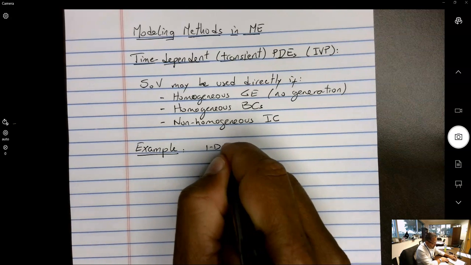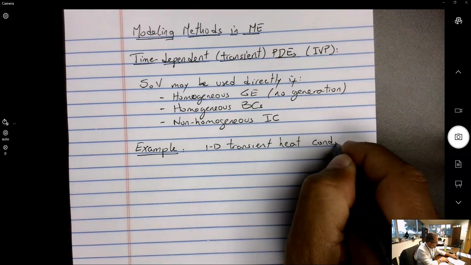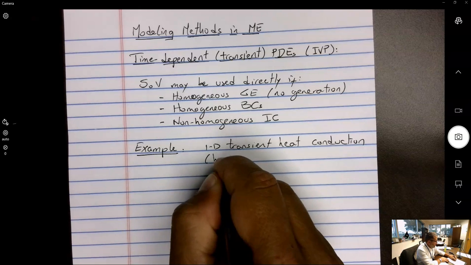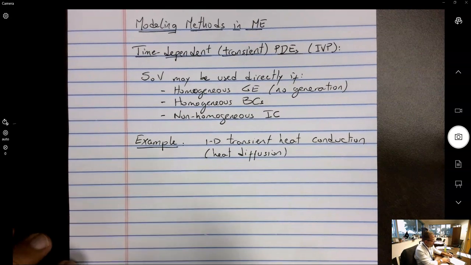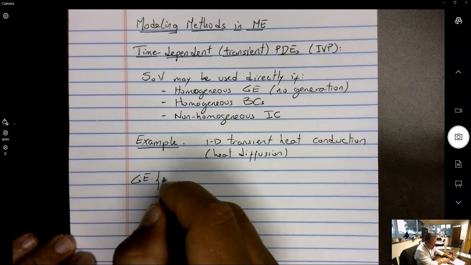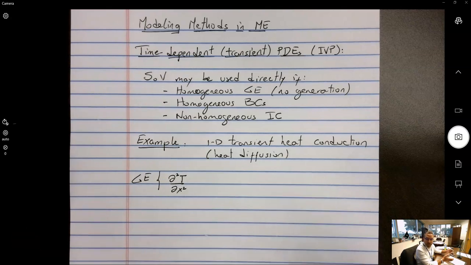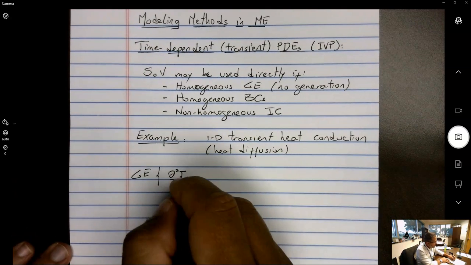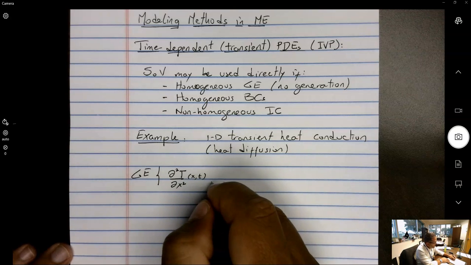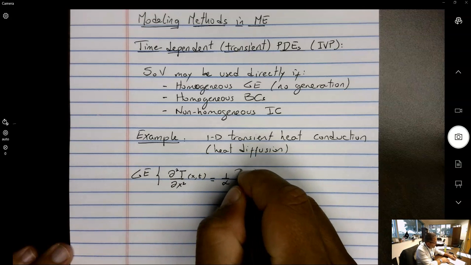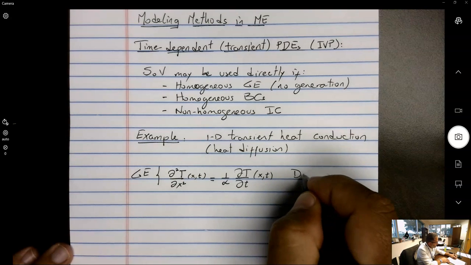Let's do a 1D transient heat conduction. So this is a heat diffusion equation. So the governing equation, we already formulated this equation. In 1D, we have the Laplacian of T, which is simply d²T/dx², assuming that the one direction is just x. And T is now a function of x and t. That's why it's a partial differential equation, even though it's one dimensional. It is equal to 1 over alpha dT/dt. Again, this is called the diffusion equation.